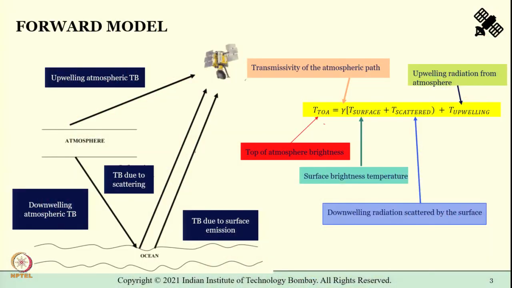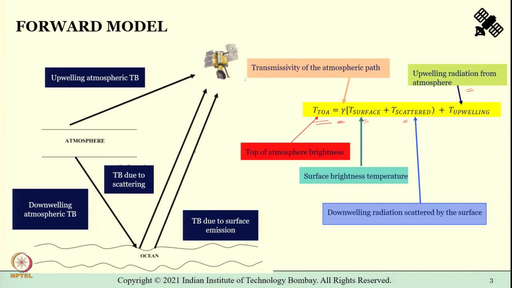Okay. So, before that I hope you remember the forward model that we discussed. And we were also trying to understand the generic expression for top of atmosphere brightness using transmissivity of atmospheric path, surface brightness temperature, downwelling radiation that is scattered by the surface, and upwelling radiation from the atmosphere. So, you do not have to learn this expression by heart.